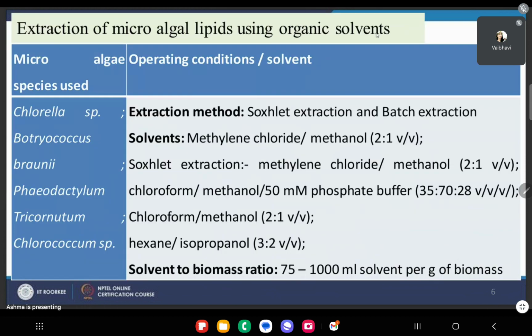Next, here are some of the organic solvents which are used to extract lipids from different microalgae species. So we can use methylene chloride, methanol, or chloroform, methanol, hexane, isopropanol. These are the solvents which are used for extraction of algal lipid.